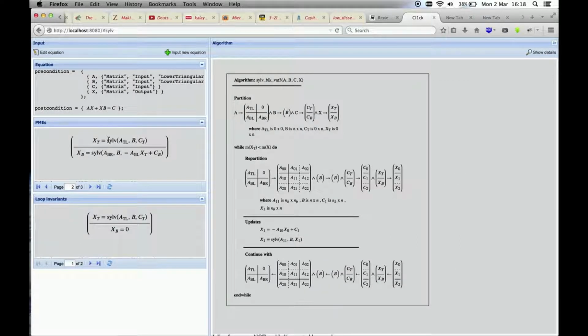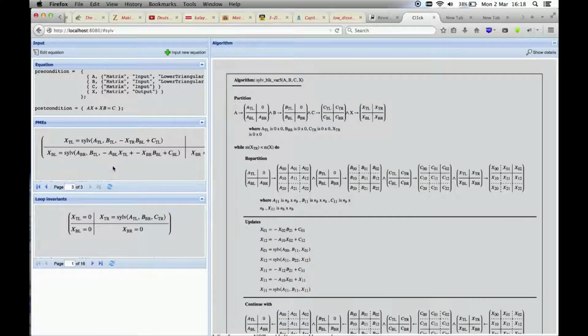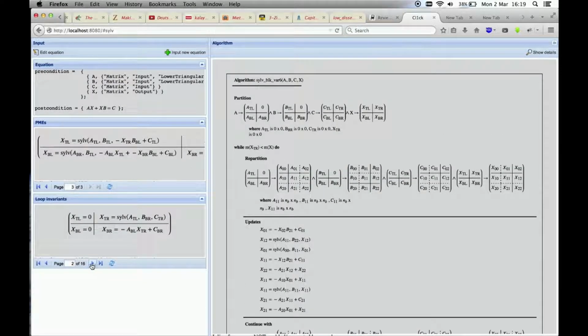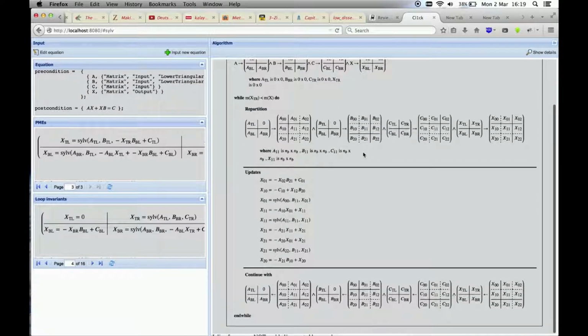The second partition matrix expression has two more loop invariants, and then the third partition matrix expression corresponds to a 2 by 2 partitioning of the matrices C and X. For this we have 16 loop invariants. As we march through these loop invariants, you see that the algorithm is automatically updated.